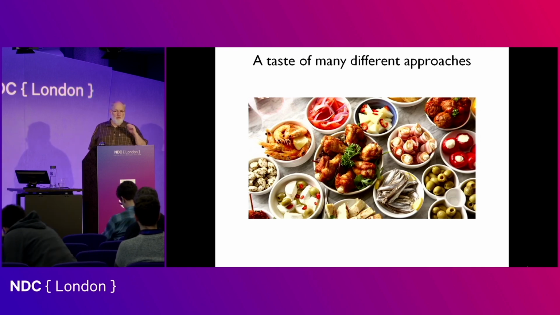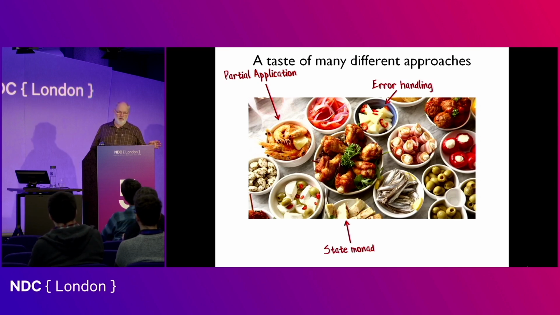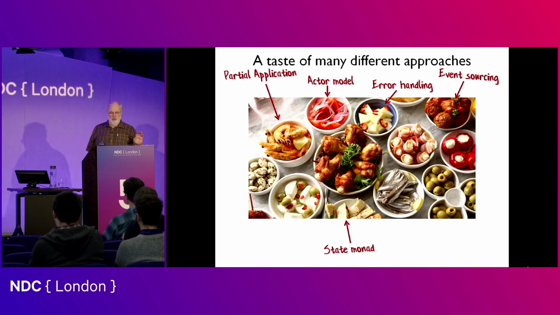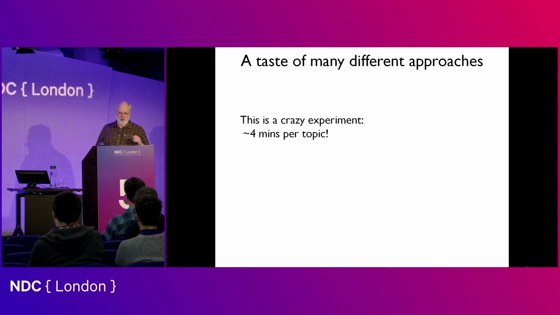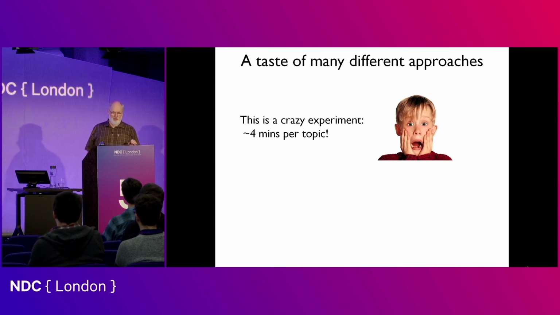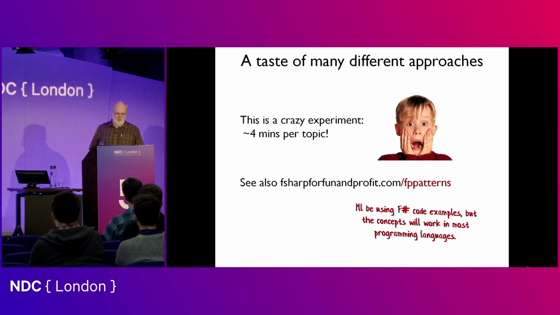And mostly they're going to be functional programming things. We're going to cover a lot of functional programming techniques: partial application, error handling, state monad, actor model, event sourcing, dependency injection, interpreter pattern, capabilities, and see if I can squeeze all this in because I've got 4 minutes per topic. So it's going to be pretty crazy. I did another crazy one on functional patterns, so if you like my crazy talks, then you can watch that one too.